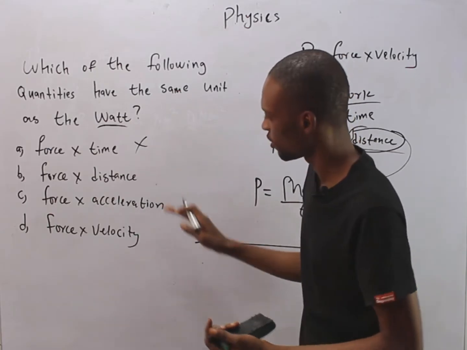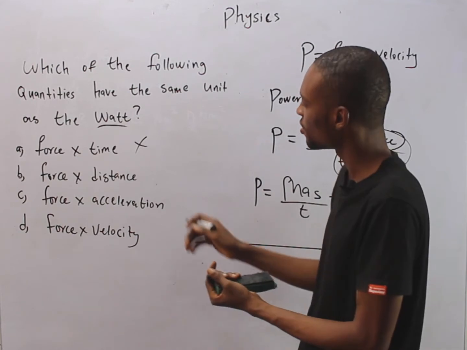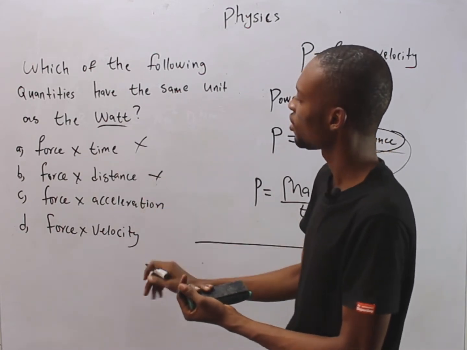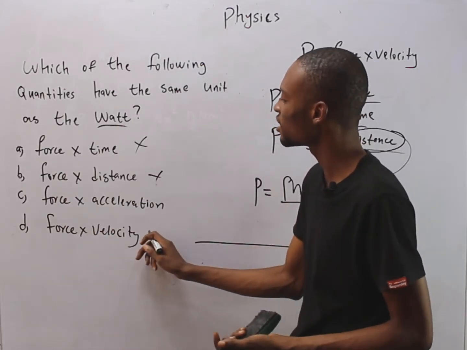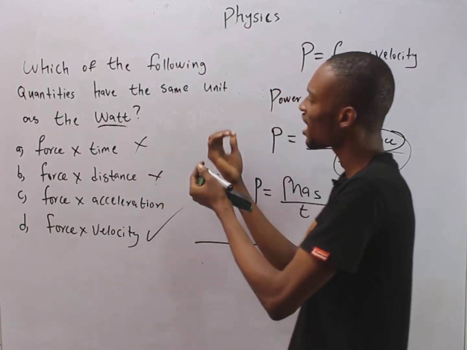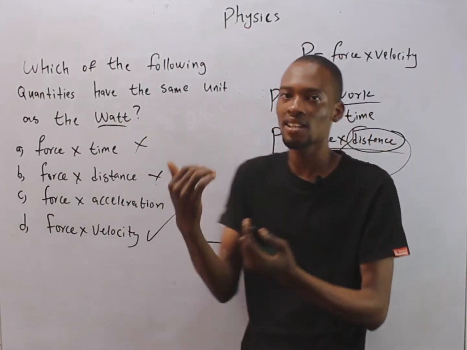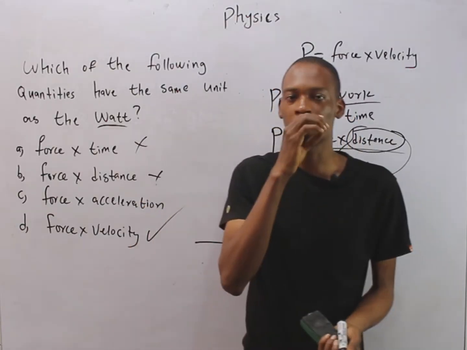This is impulse. Option B, force times distance. No. This is work done. Force times acceleration, and option E, force times velocity. Correct. So, which of the following quantities have the same unit as the watt? It is simply force times velocity.